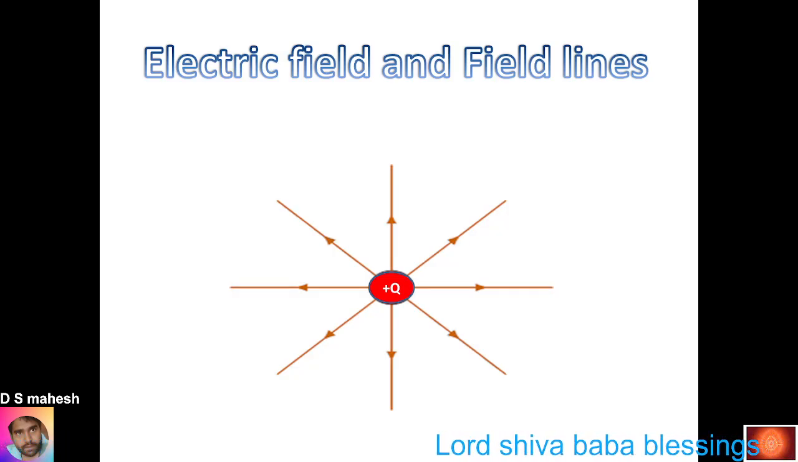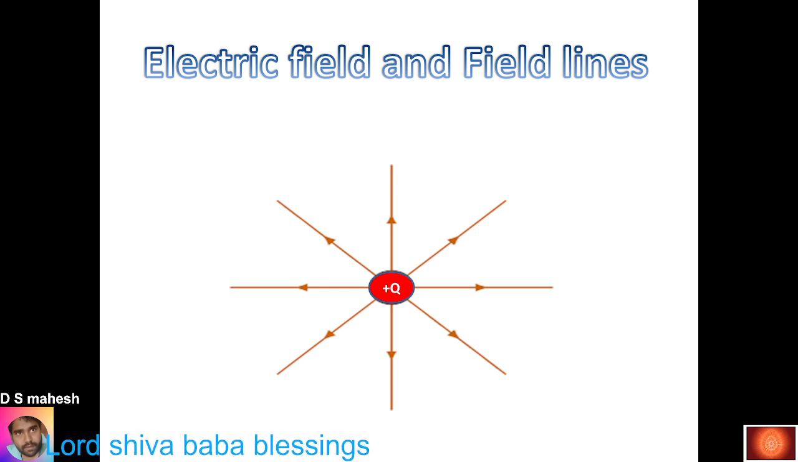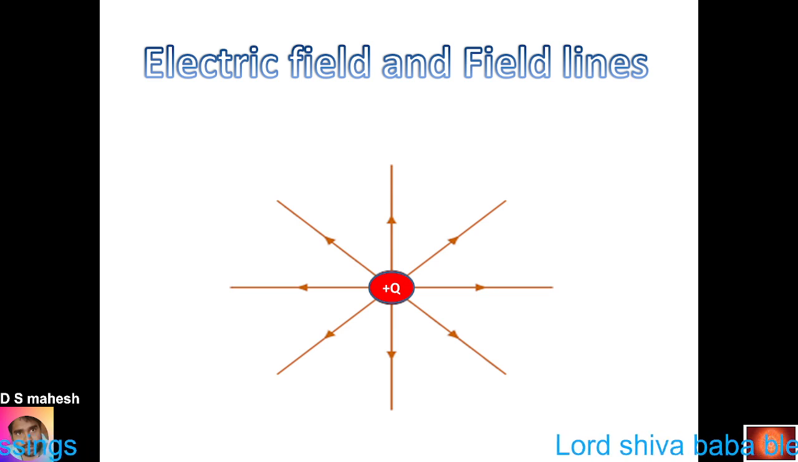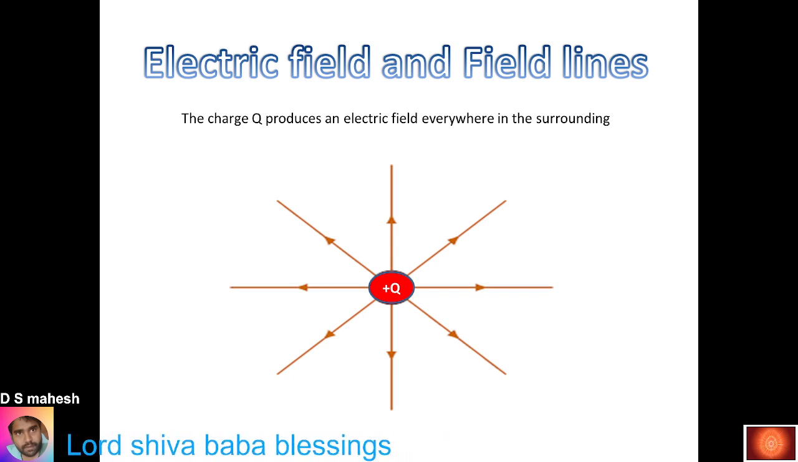Namaste one and all. So today we will be looking at a new concept, electric field and field lines. So you know that when two charges come nearer, there will be some interaction between them. It may be either attraction or repulsion. So is there something which is associated with a single charge? So let us now look at this.